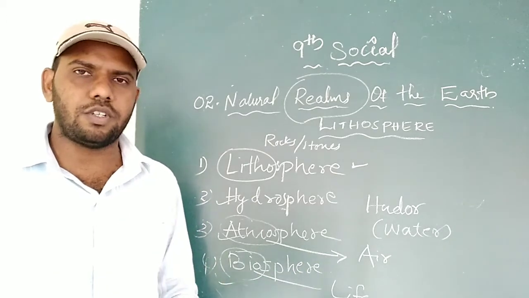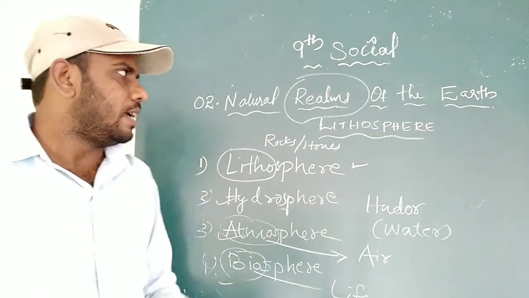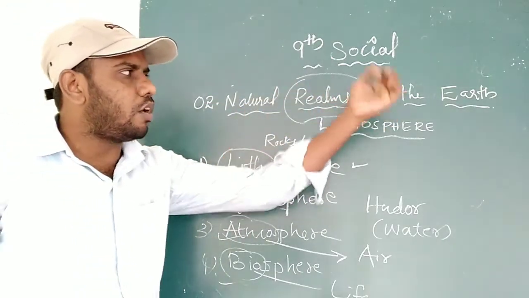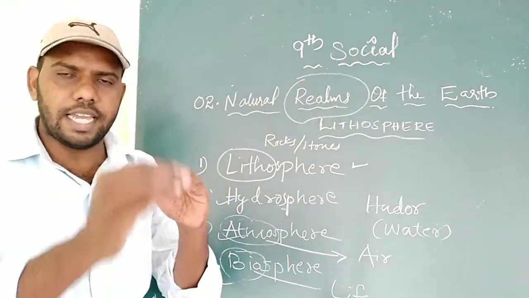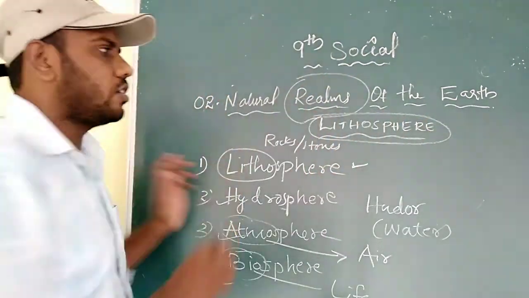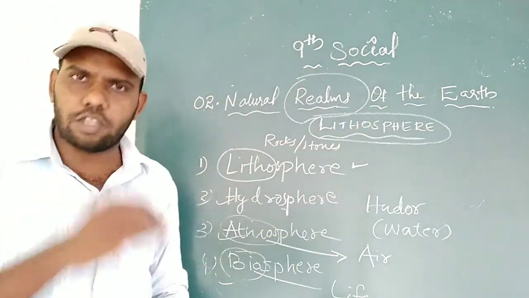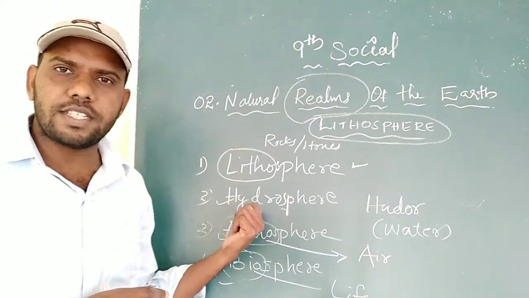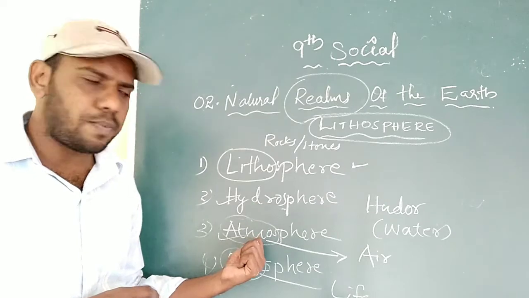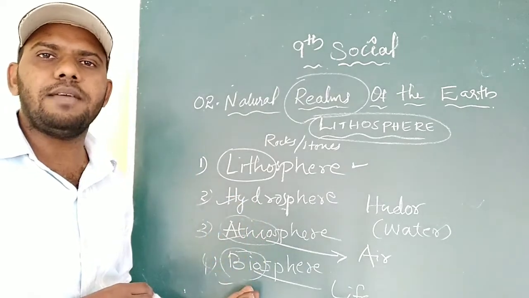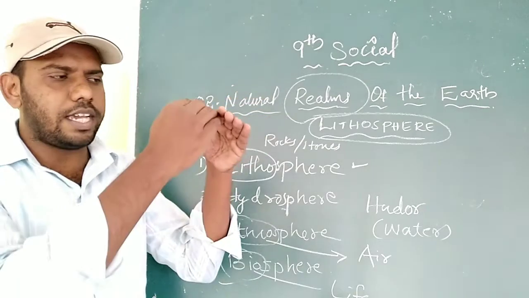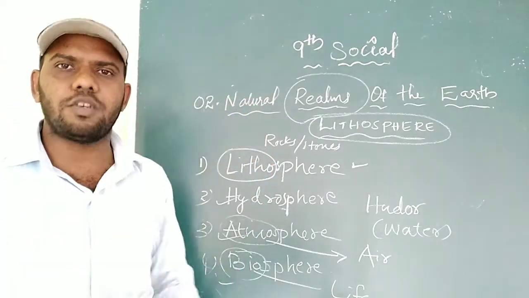I hope you understood. In the coming lessons, from this second lesson, you observe the natural realms of the earth. First we are studying the lithosphere in the second lesson. In the third lesson you will study the hydrosphere, in the fourth lesson the atmosphere, and in the fifth lesson the biosphere. So from the second lesson we begin all the realms of the earth.